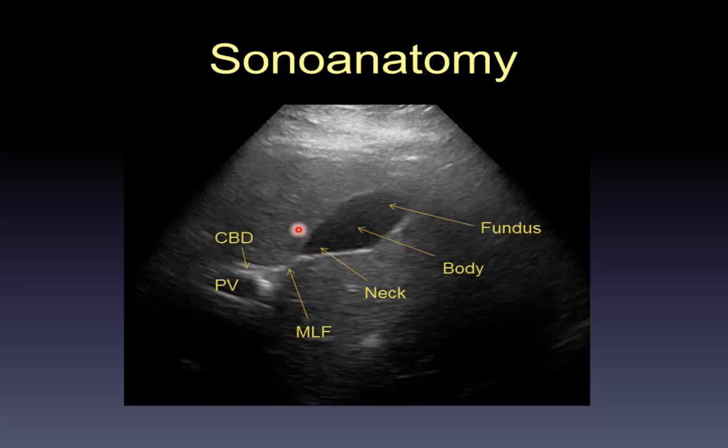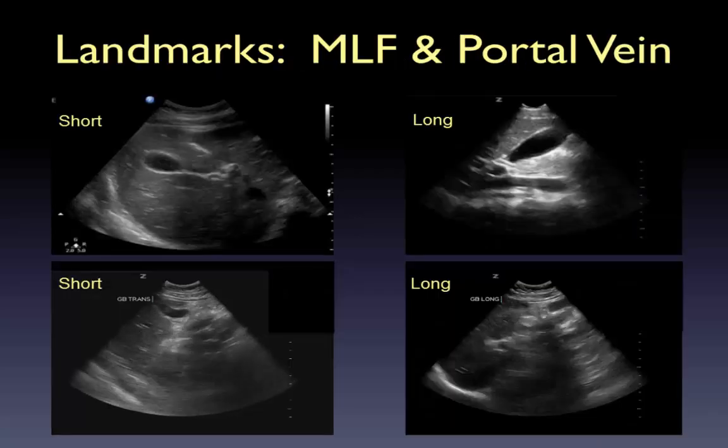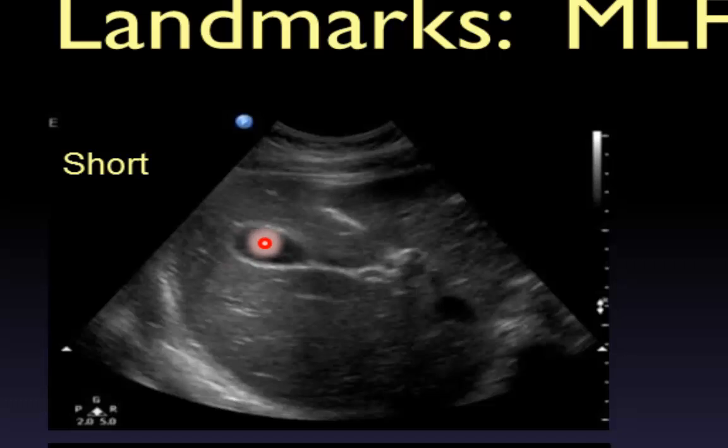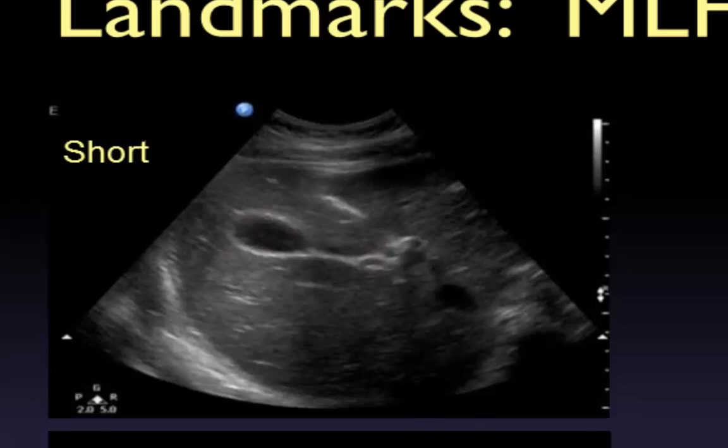So the gallbladder should sit kind of in the middle of the liver, and the main lobar fissure should be nearby and lead you to the portal vein. And if you can find the portal vein, then you should be able to find the common bile duct. We'll get to that. A few more images of your landmarks. Here's a transverse view, or a short axis view. We see the gallbladder, main lobar fissure, portal vein right down here.